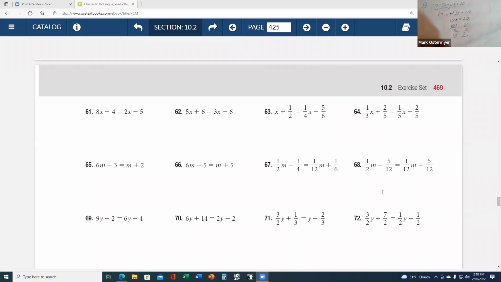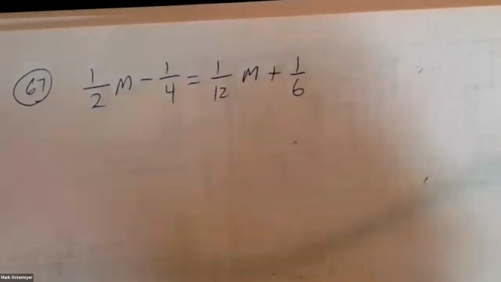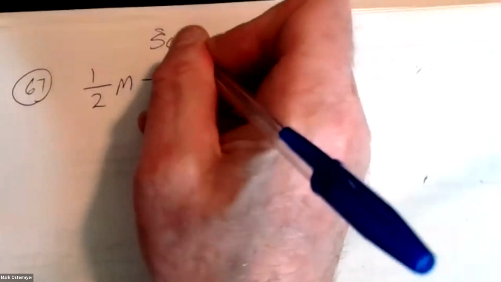Problem number 67 looks like a real mess here, ladies and gentlemen, but I'm going to show you how to solve number 67. We have 1/2 m minus 1/4 is equal to 1/12 m plus 1/6, and we want to solve this equation for m. So the instructions are going to say solve.